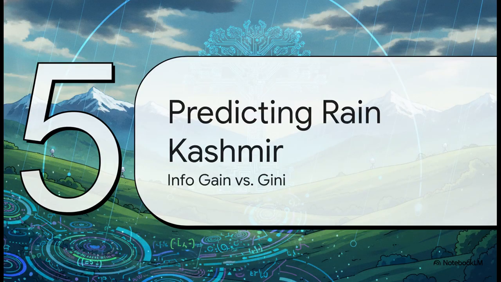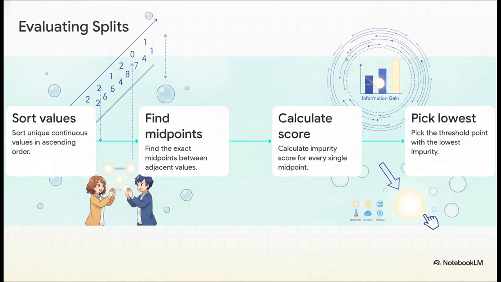Let's look at section 5, predicting rain in Kashmir. It's info gain versus Gini in the real world. Dealing with weather means you're dealing with continuous data, like temperature, rather than simple yes or no categories. The heavy lifting for the algorithm looks like this. First, sort all the unique continuous values. Second, find the exact midpoints between adjacent values. Third, run the impurity formulas on every single midpoint. And finally, pick the one with the lowest impurity to act as the threshold.